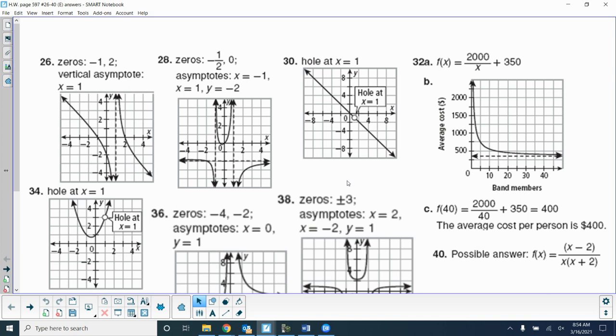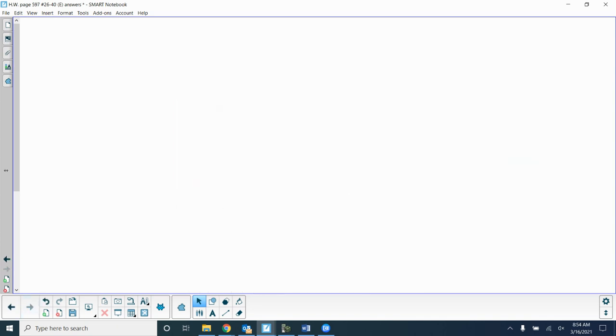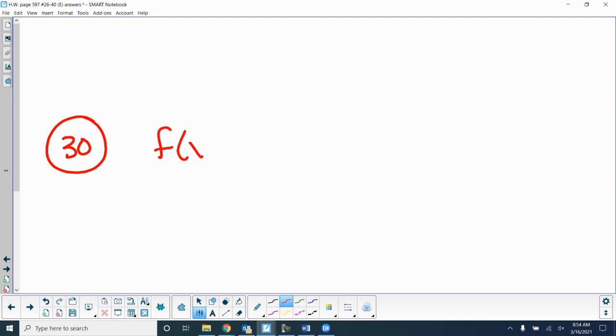Okay, any of those you want me to go over to see how we got those answers, where you might have had a question mark or anything? How do you find a hole? All right, well, let's look at number 30 then. Olivia Carr, what was the problem with number 30? f of x equals negative x squared plus x over x minus one.